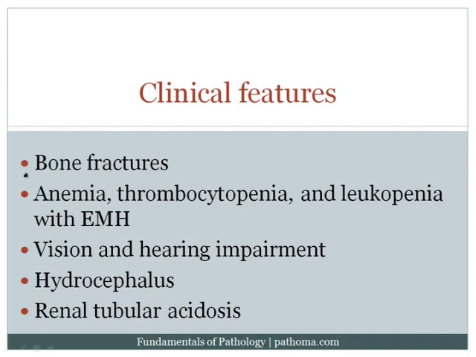The clinical features of osteopetrosis will be bone fracture. Remember that the bone, although it's thick, is going to be weak, and that's because there is no proper balance between the osteoclasts and the osteoblasts. In order to make good, strong bone, you need a balance between both the osteoclast and the osteoblast. The patients can also have anemia, thrombocytopenia, and leukopenia.